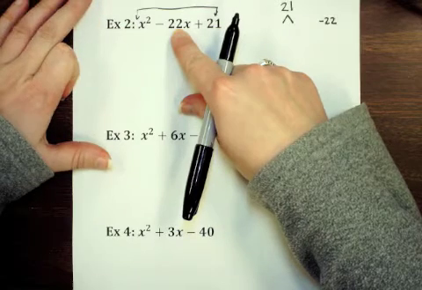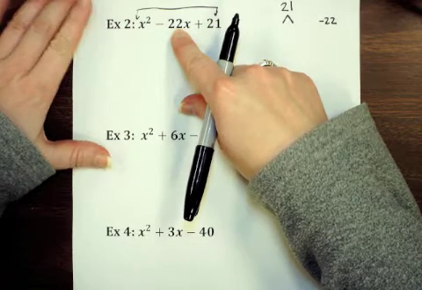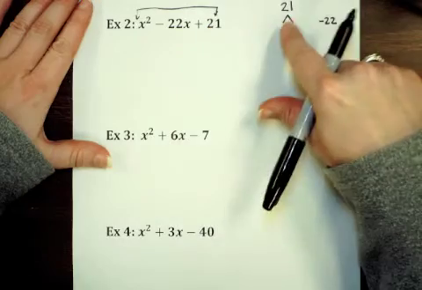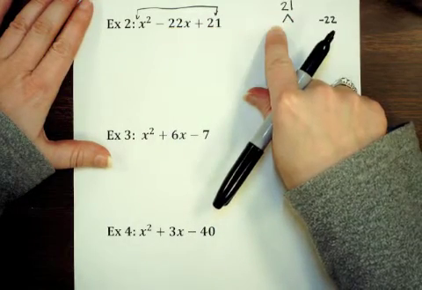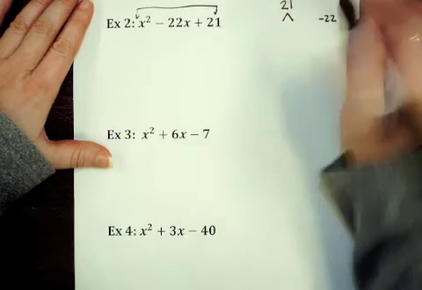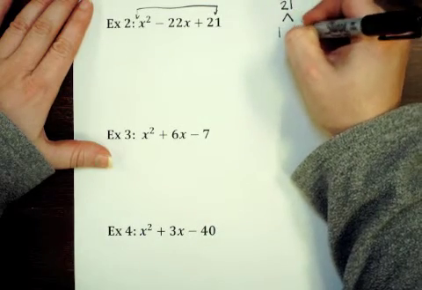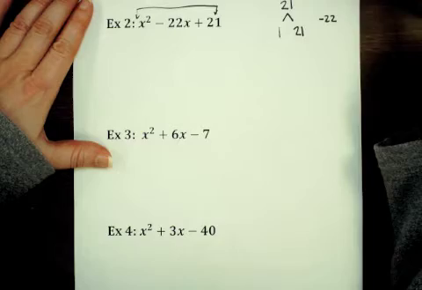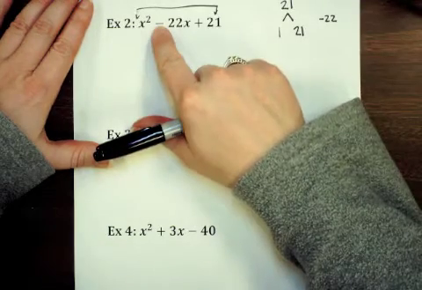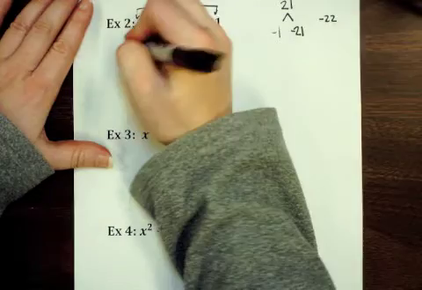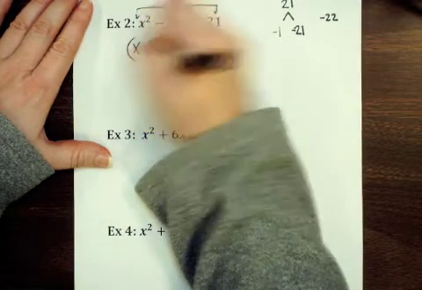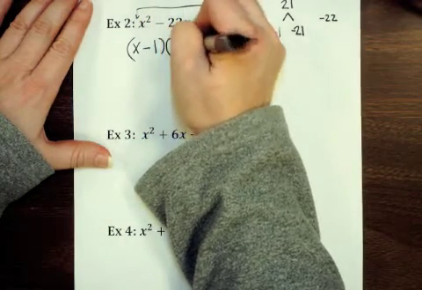A lot of people forget about the factors, but to be bigger than that number, you had to have come from a higher number, and that would be my very first one, 1 and 21. But, again, signs are the same and they're both negative. There are my factors, x minus 1, x minus 21.